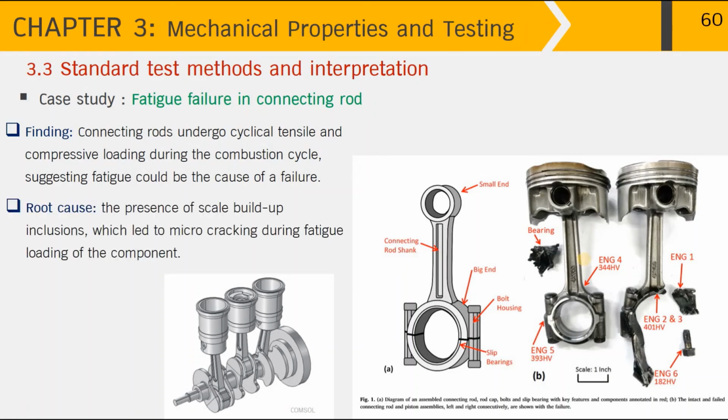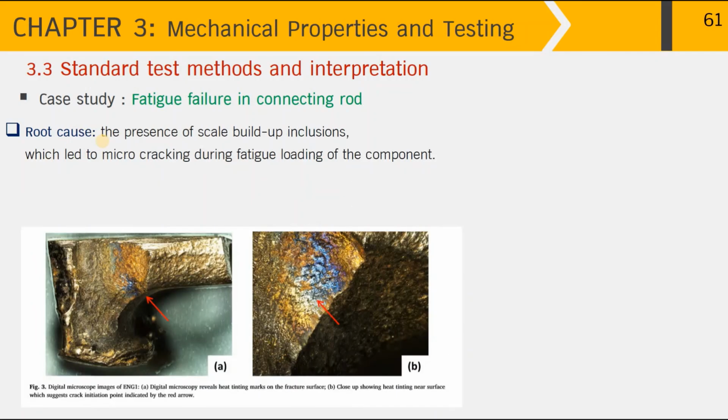To investigate the root cause of the fatigue failure, it was found that there was a presence of scale build-up and inclusions, which led to microcracking during fatigue loading of the component. That means once this component is in service, it of course experiences fatigue loading. And unfortunately, at high service temperature during the combustion cycles, the scale build-up and the inclusions act as the fatigue initiation site.